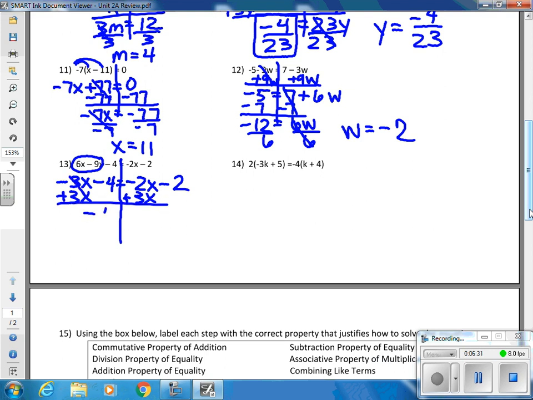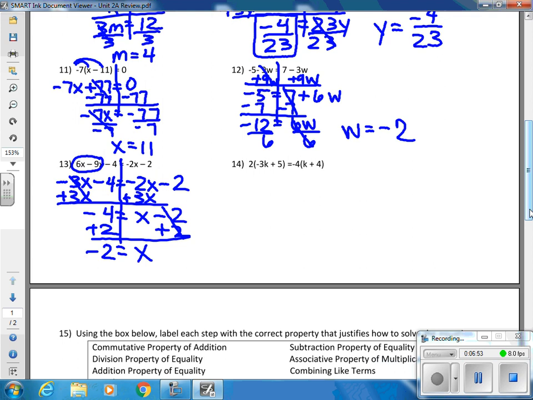That leaves us with negative 4 equals negative 2 plus 3 is just 1x minus 2. You only have one more step to do in this one. It doesn't take you back to the two-step. To get x by itself, we're going to get rid of minus 2 by adding 2. Negative 4 plus 2 is negative 2, and that equals x. There's nothing else to do in this problem. If you divide by 1, you're going to get right back to the same answer we have right now.